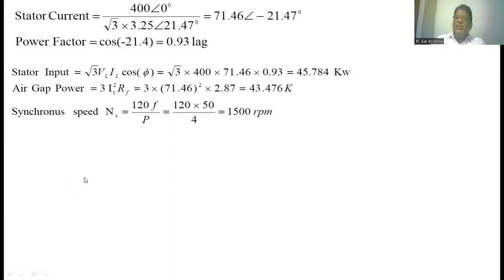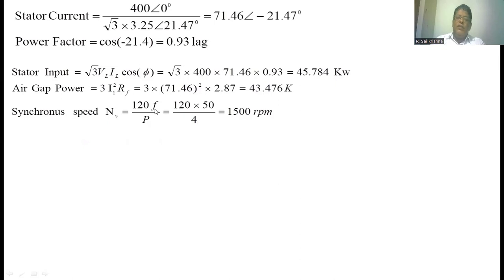Stator input power equals root 3 VL IL cos phi. We know VL and IL, which we also calculated here. So take all these values, we are getting 45.784 kilowatts. Air gap power is nothing but the power dissipated across RF. That power is nothing but the air gap power. So air gap power equals 3 into I1 square into RF. I have taken 3 because this is a 3-phase induction motor. So 3 into 71.46 square into 2.87, you are getting 43.476 kilowatts.